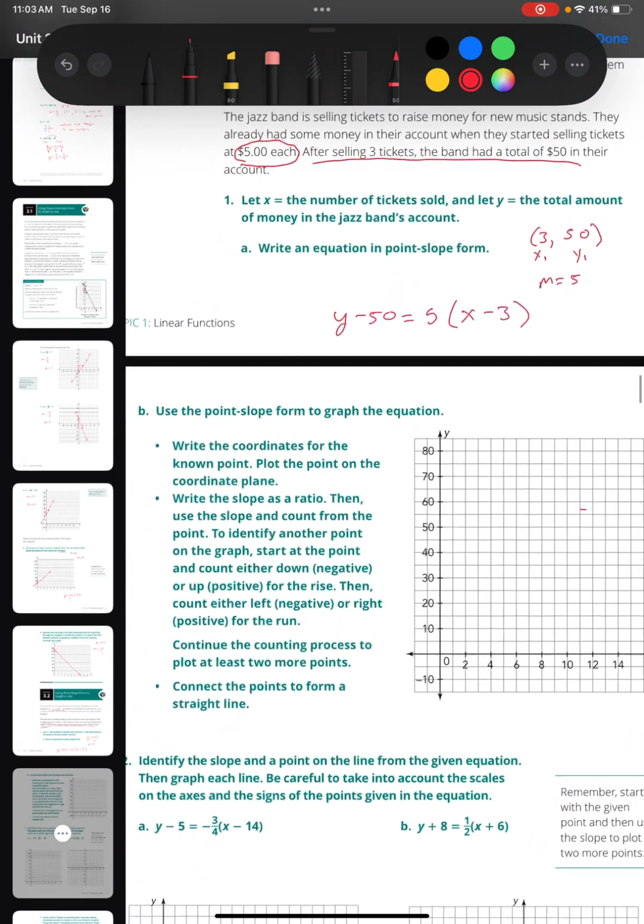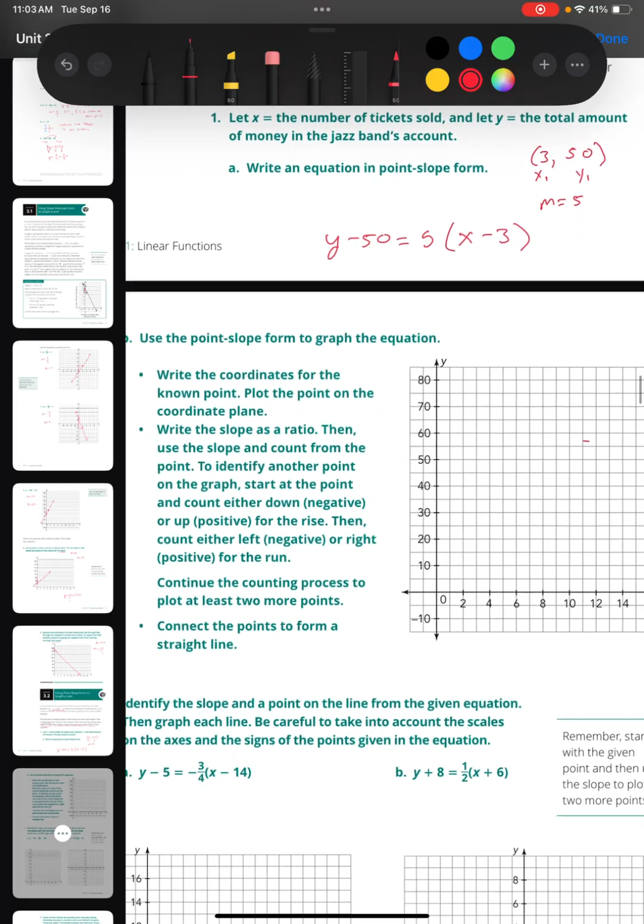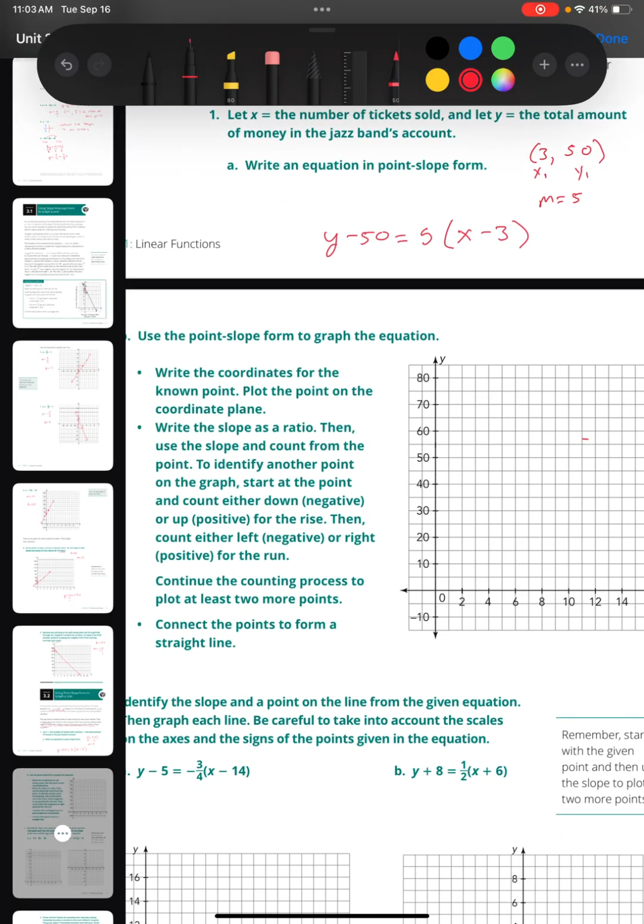So if we want to graph that, it says use the point slope form, write the coordinates of the point we know. We know we're starting at (3, 50). So 3 up to 50 is our starting point. And then we still use our slope to count the next point. Our slope's 5, so we're going up 5, right 1. And this graph is counting by 5s between the coordinate grid lines. So up 5, right 1 would be there. So there would be our line using point slope form.